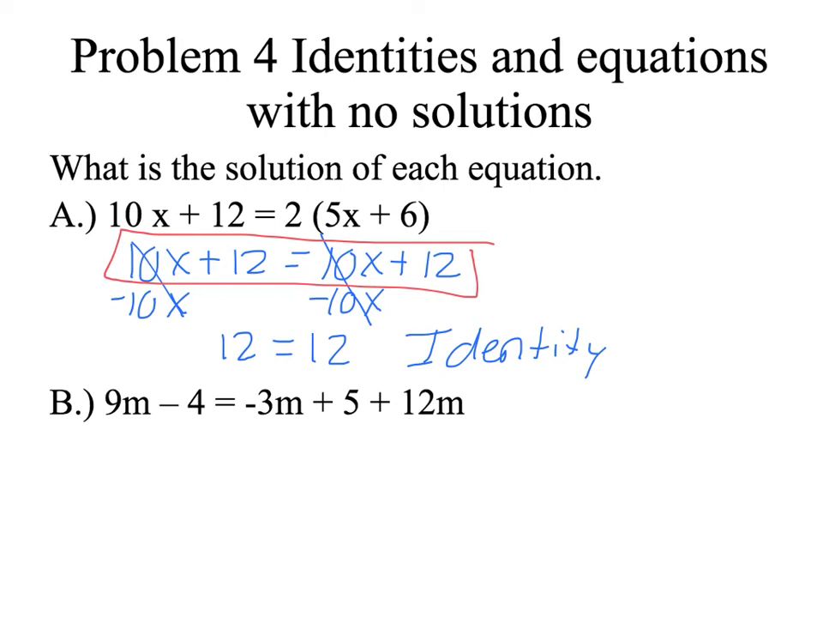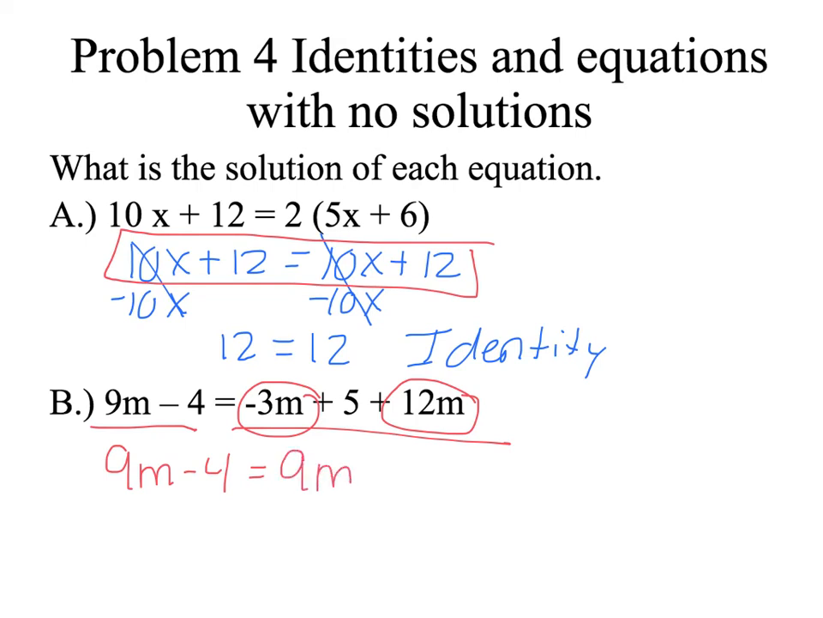Okay, number 9, they actually threw something extra in here. So we have 9m minus 4, and then on this side we have 3m plus 5 plus 12. So these two m's on this side you have to combine first. So we actually have 9m minus 4. Now negative 3 plus 12 is going to be 9m. So we're going to have 9m, and then we still have the plus 5.